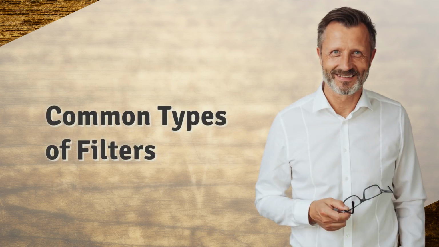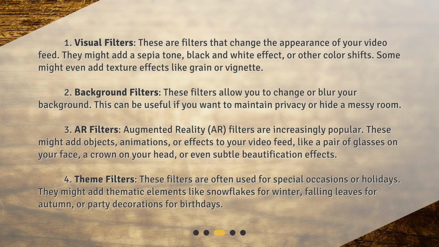Common types of filters. 1. Visual filters. These are filters that change the appearance of your video feed. They might add a sepia tone, black and white effect, or other color shifts. Some might even add texture effects like grain or vignette.